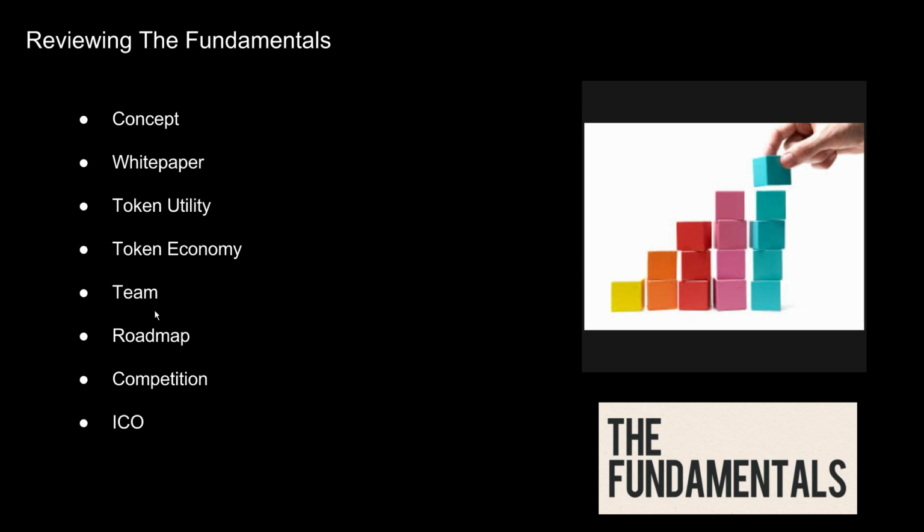The team. So the team is very important. It's probably about 30% of every single analysis that you do. Remember, when you're reviewing all of these, you should be weighing every single one of these on a scale. And once you're done going through, reviewing all these fundamental pieces, then you can give that ICO a grade. And that's how you're able to really choose one ICO against another ICO.